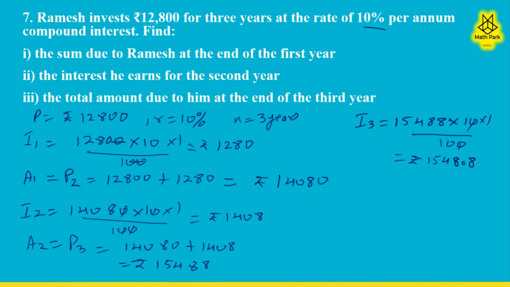And we always take rupees and paise as 2 decimal places. Now the interest for the second year that we have calculated was 1408. The sum due at the end of the first year we found out was 14,080. Now we have to find out the total amount due at the end of the third year.